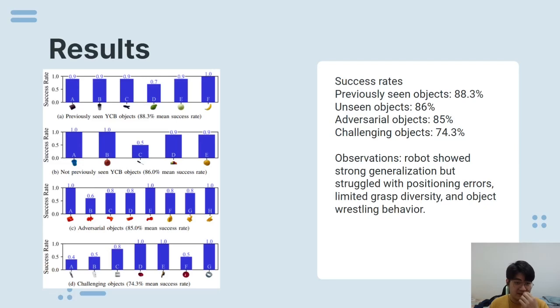Moving on to the results, the system showed strong generalization and adaptability even in zero-shot scenarios, outperforming the prior methods. The framework achieved a success rate of 88.3% for seen objects, 86% for unseen objects, 85% for adversarial objects, and 74.3% for challenging objects. However, challenges included slight position errors, a preference for single-sided grasps, and occasional object wrestling. Despite this, its ability to recover from errors demonstrated the robustness of closed-loop control.